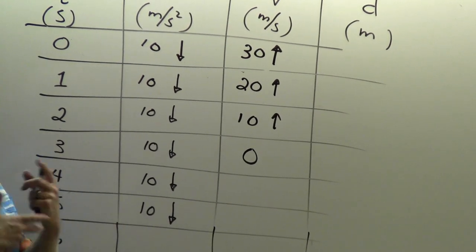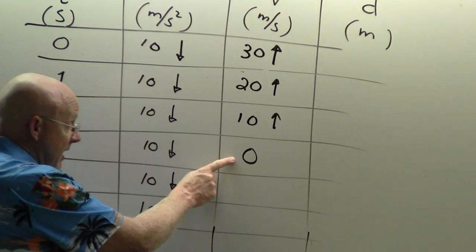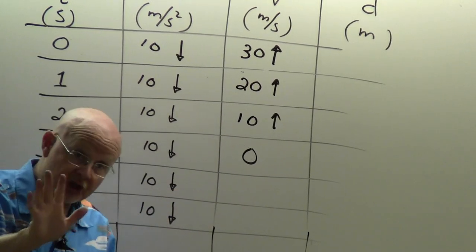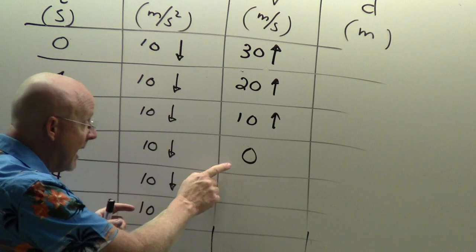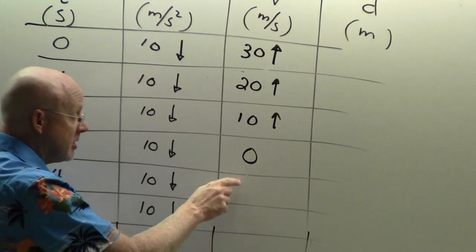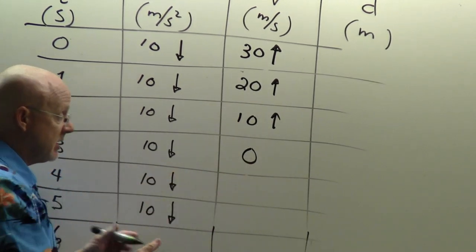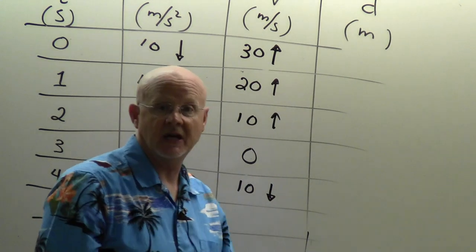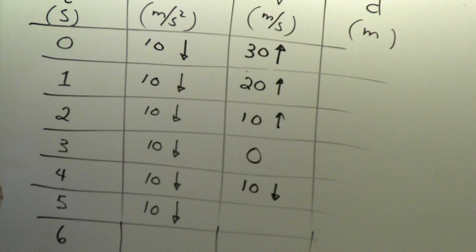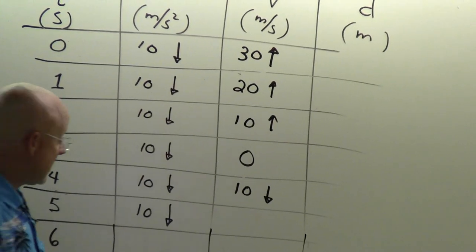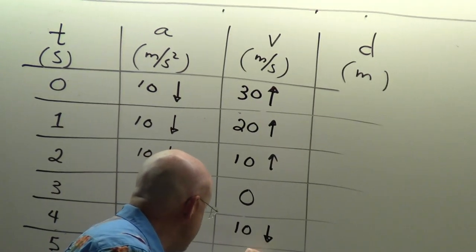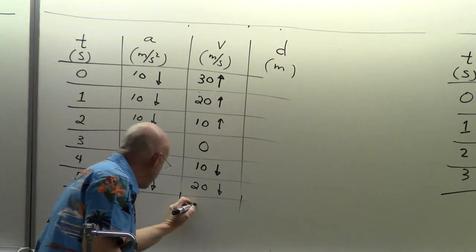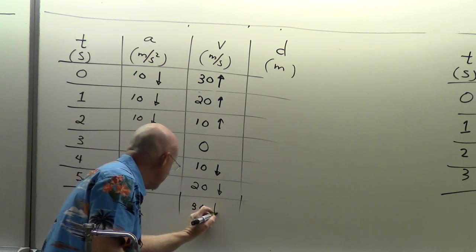And then really the reverse takes place. After this, it begins to go down. And so now the acceleration, notice, hasn't changed. Notice the acceleration is still 10, but it's going down now. And so it is moving in the same direction as the acceleration. And so it picks up speed of 10. And so now it's going 10 down. And a second later, it would now be going 20 down. And a second later, it would be going 30 down.